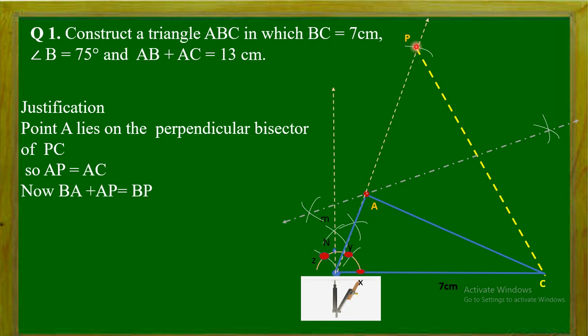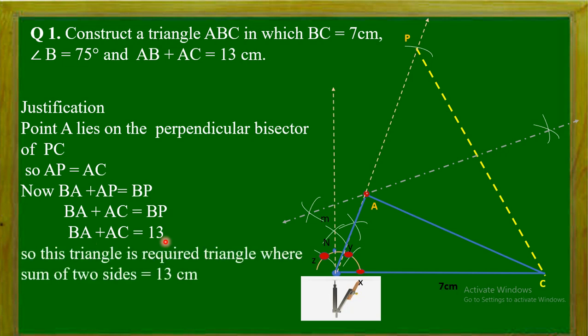Now for the full BP we have cut the arc for 13 centimeters. That means the length of BP is 13 centimeters. So here we can place the value for BP as 13 centimeters. Now as we have seen, AP is equal to AC, so in place of AP we can write AC. So in the next step we get BA plus AC equals BP. Now put the value of BP, that is 13 centimeters. So here BA plus AC is 13 centimeters. So this proves that the sum of these two sides is exactly 13 centimeters, and by actual measurement using the scale also we have shown that the sum of these two sides is equal to 13 centimeters. So this is the required triangle where the sum of two sides is 13 centimeters.